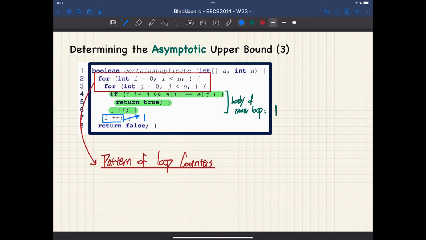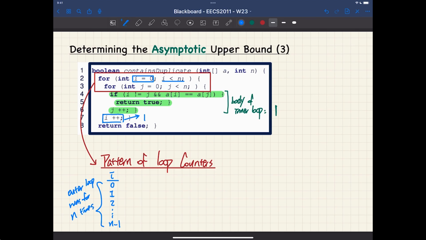Okay? And to really see the pattern of the loop counter, you're going to go from outer to inner. Start with i. i is going to be from 0 all the way to n minus 1. Let's not worry about n. We'll talk about iteration. So for i, it's going to go from 0, 1, 2, all the way to n minus 1. Are we okay with that? That means the outer loop runs for n times.